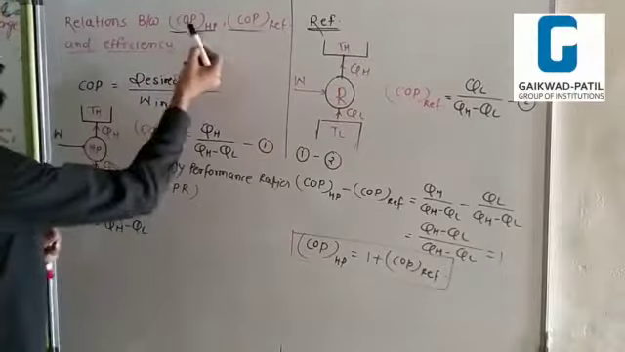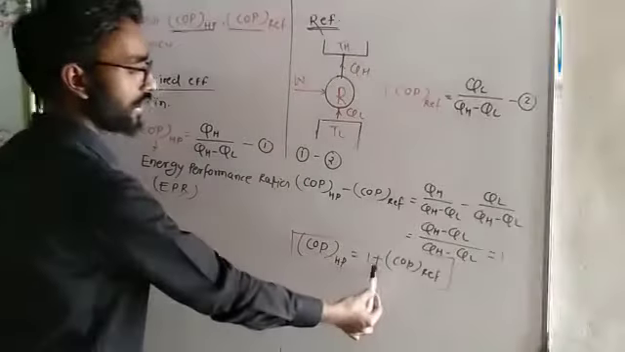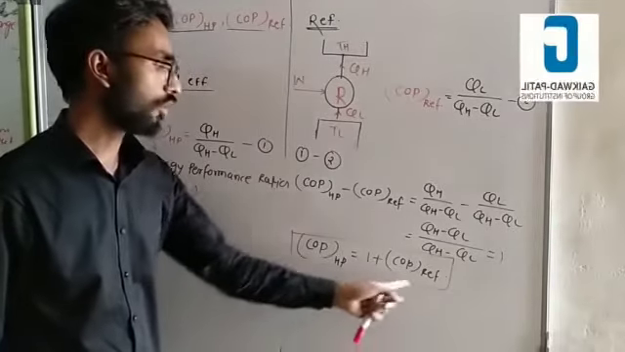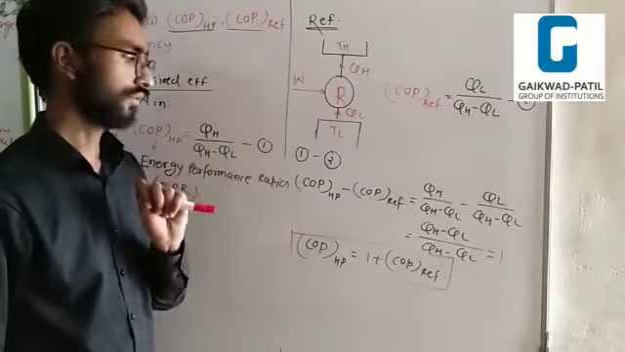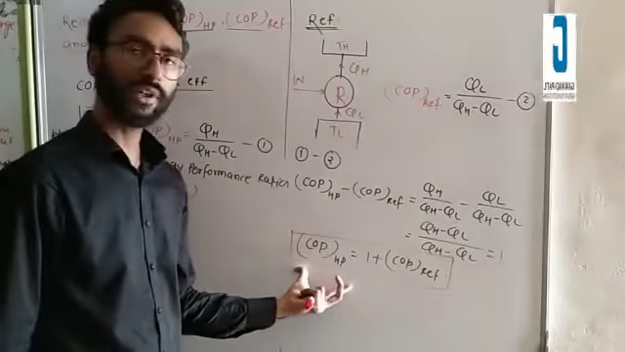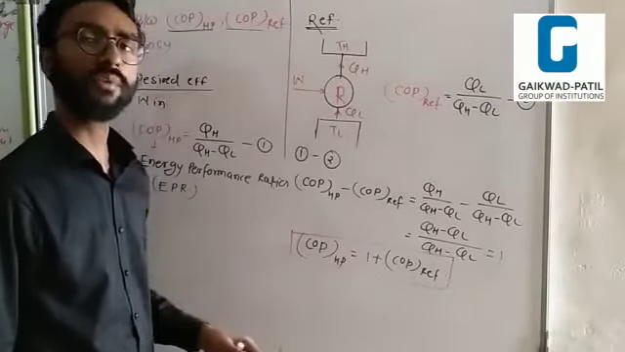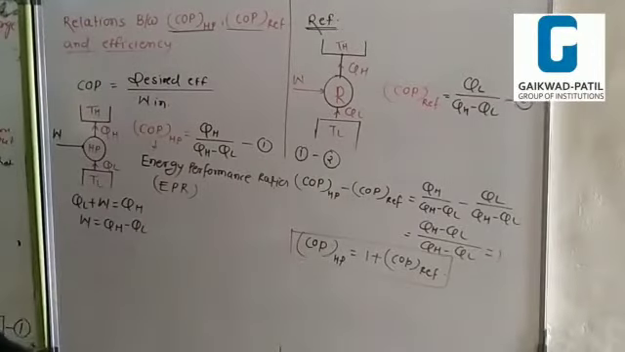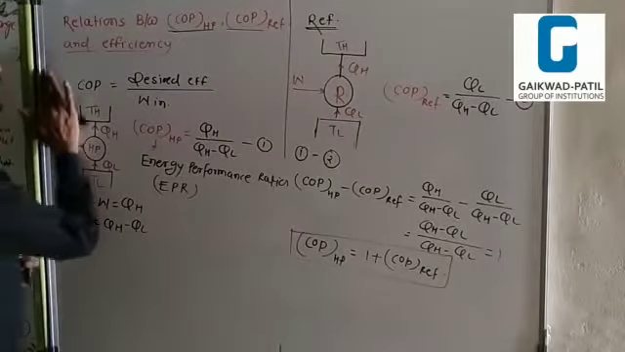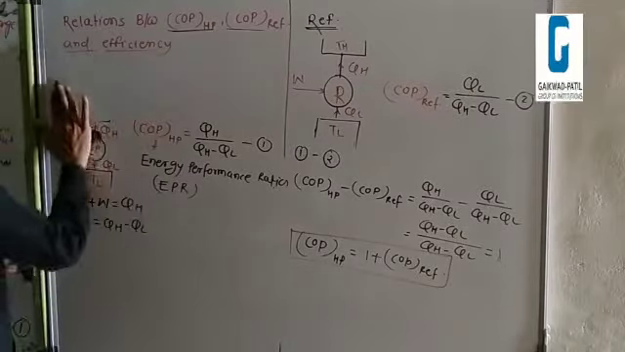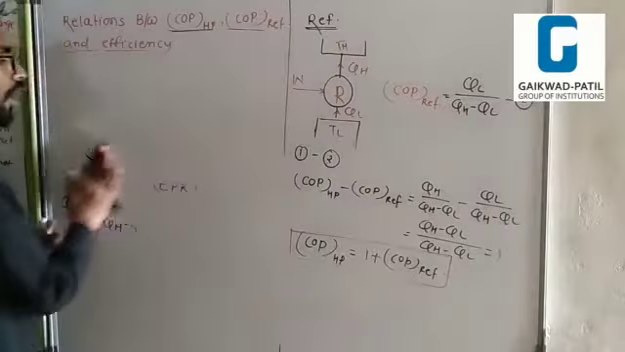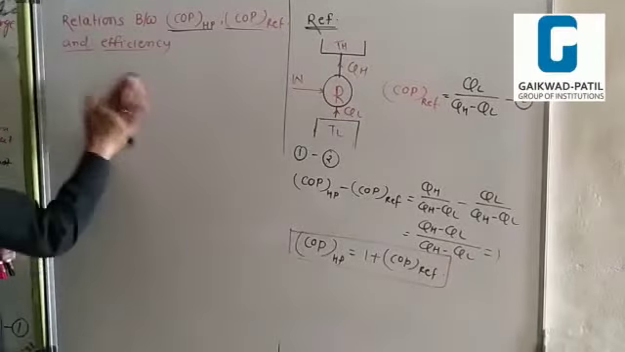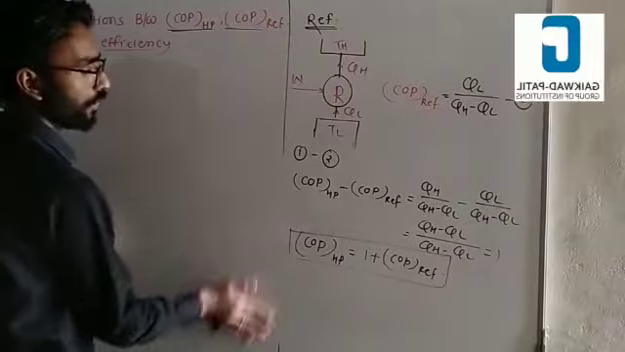Now, COP of the heat pump is equal to 1 plus the COP of the refrigeration. If the COP of the refrigeration is given as 5, what will be the COP of the heat pump? 1 plus the COP of the refrigeration; you can calculate from this formula. Now, I want to discuss the efficiency of the engine related to the COP, and how to calculate the efficiency by using the COP.